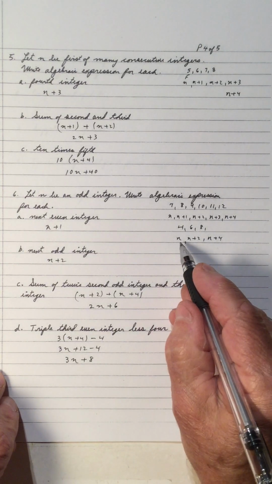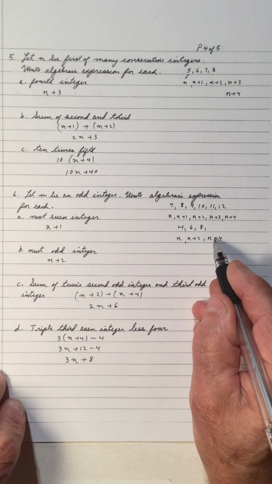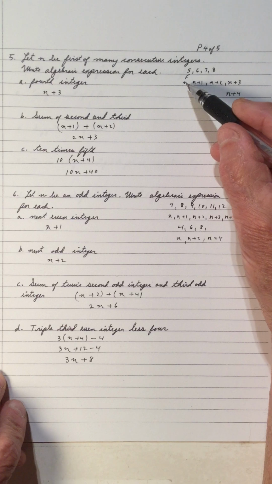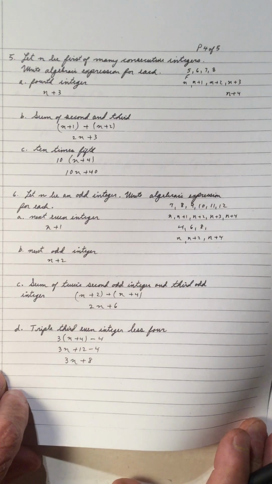Again, odd or even makes no difference. If they're consecutive, it's n plus 2, n plus 4. If they're consecutive, they're n plus 1, n plus 2, n plus 3, n plus 4, etc.